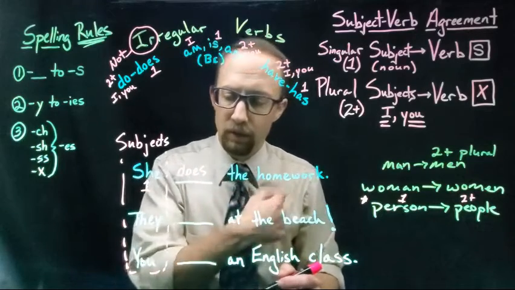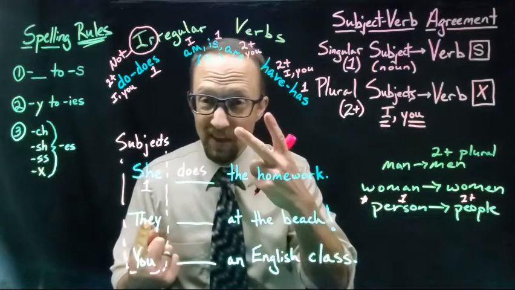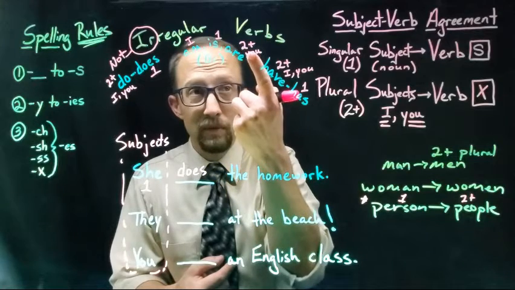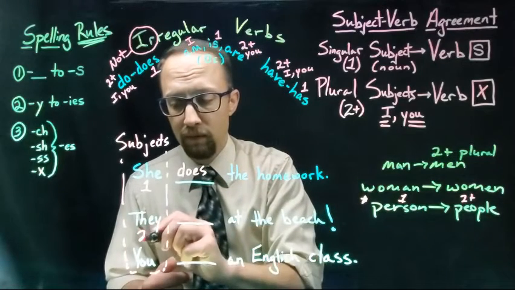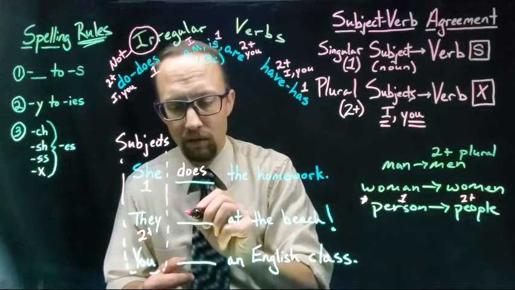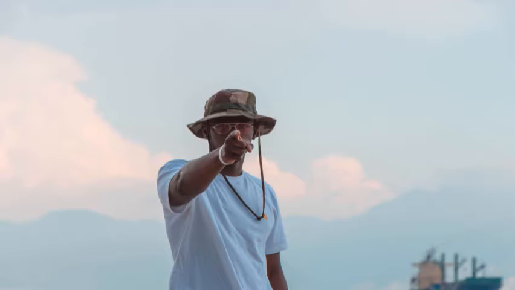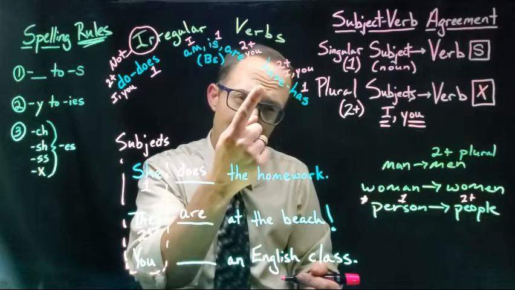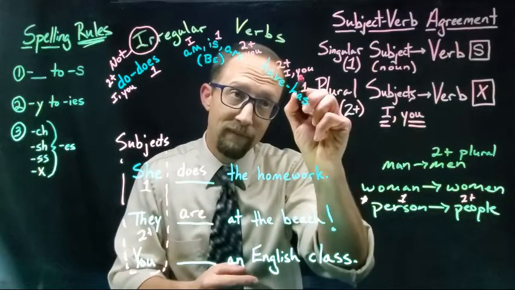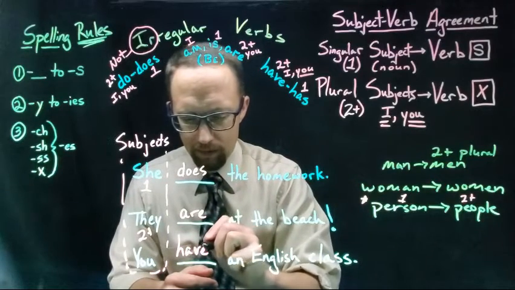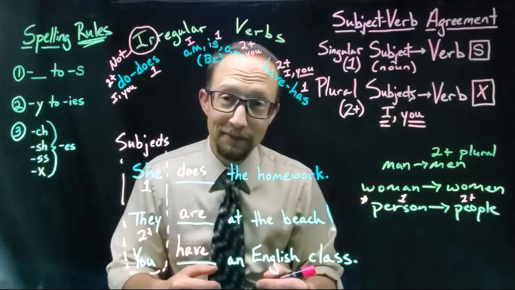She does the homework. They is two or more. They at the beach. I'm going to use be. Am, is, are, oh, two or more. They are at the beach. Good. Last one. You, an English class. You have or you has. Oh, right here. You have an English class.